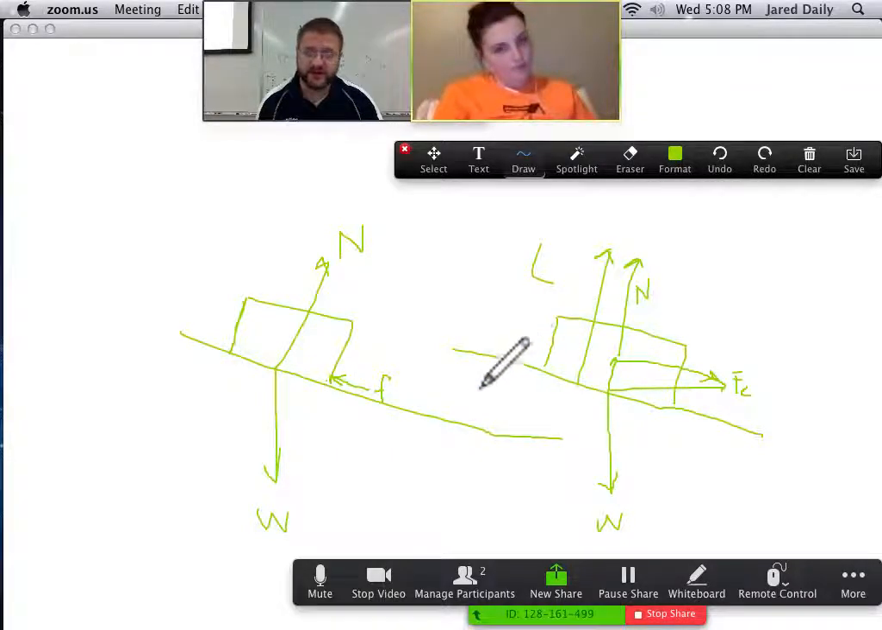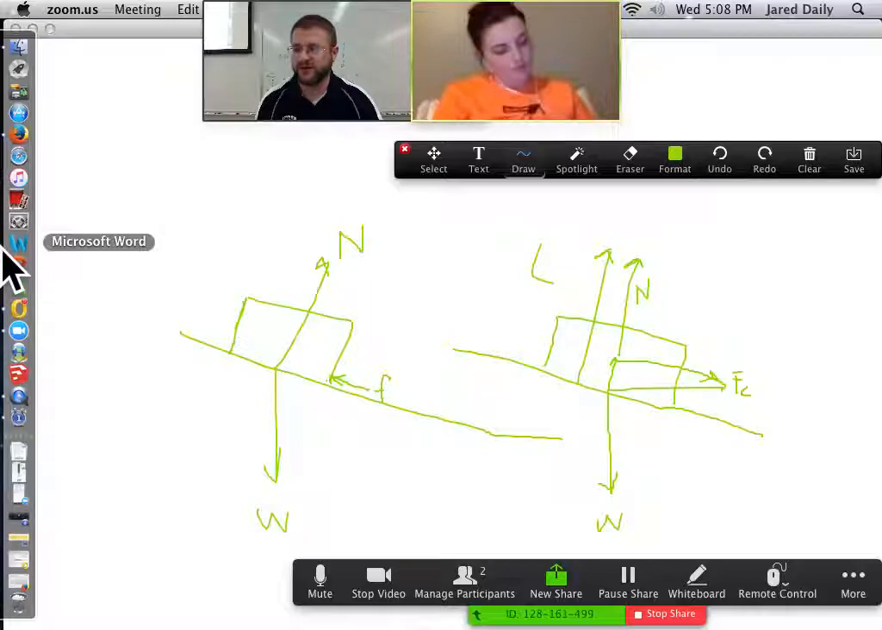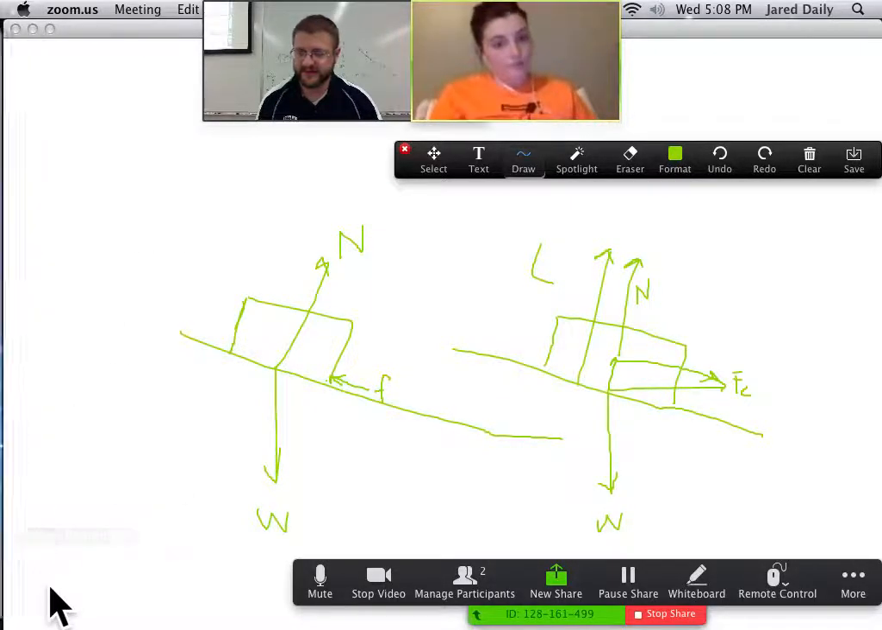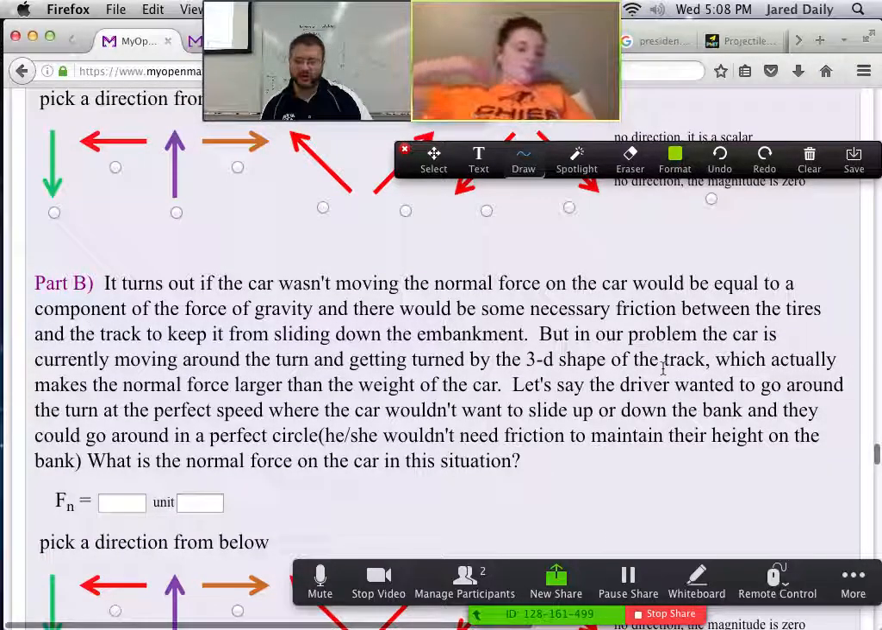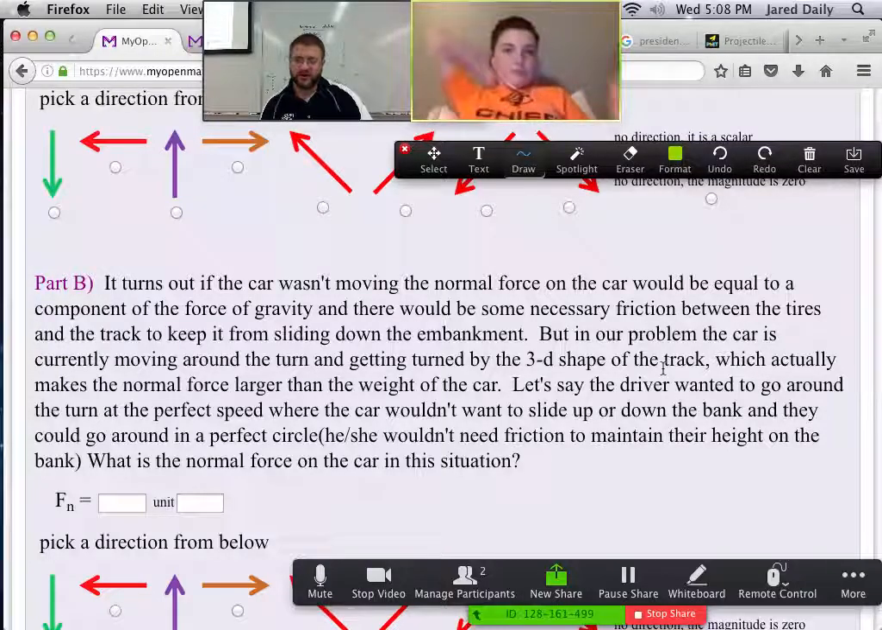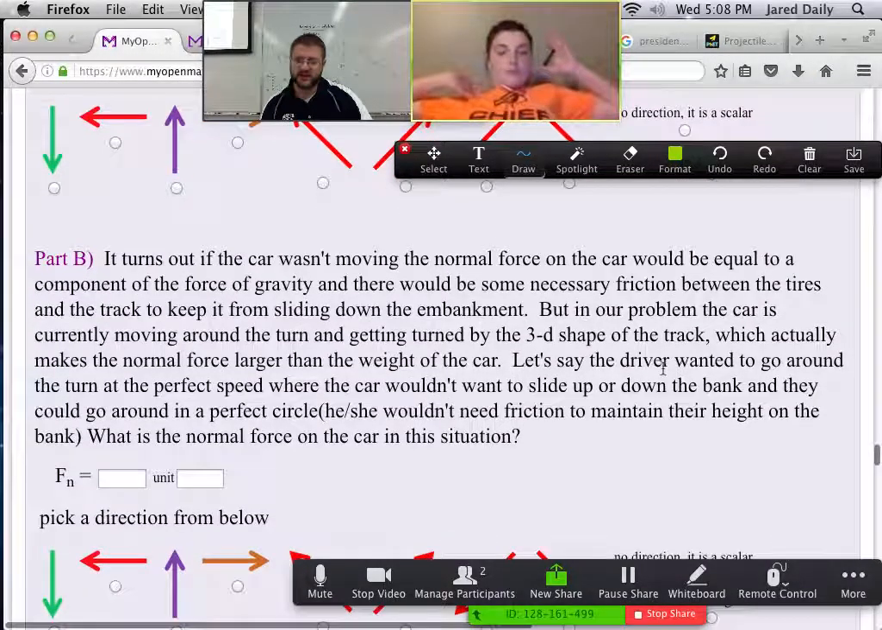Let's go back to the problem and see what they're asking for really quick. It's asking what's the normal force of the car in this situation. The problem says the car is currently moving. The driver wanted to go around the turn at perfect speed. The car would want to slide on the bank.